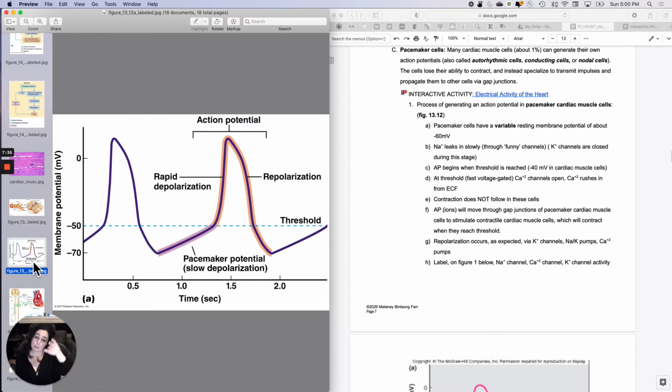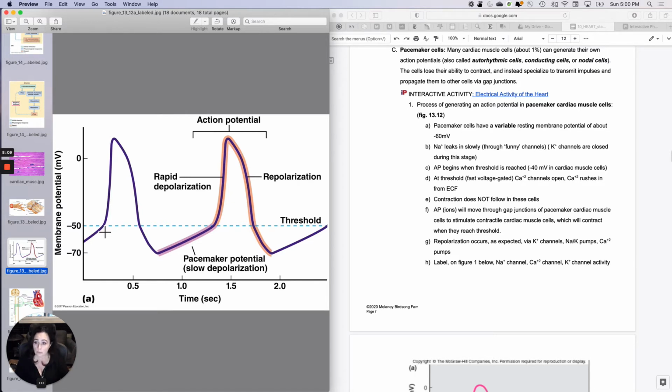Since there's a dependable number of sodium leak channels, funny channels, and a dependable electrochemical gradient for sodium, as soon as you repolarize, you're going to start depolarizing again, and again, and again, which is what you're seeing here. So sodium will leak in slowly through these funny channels. Keep your potassium channels closed at this stage. Then you'll have an action potential when you hit threshold, which, depending on the textbook you look at, is either minus 40, minus 50, somewhere around that in cardiac muscle cells.